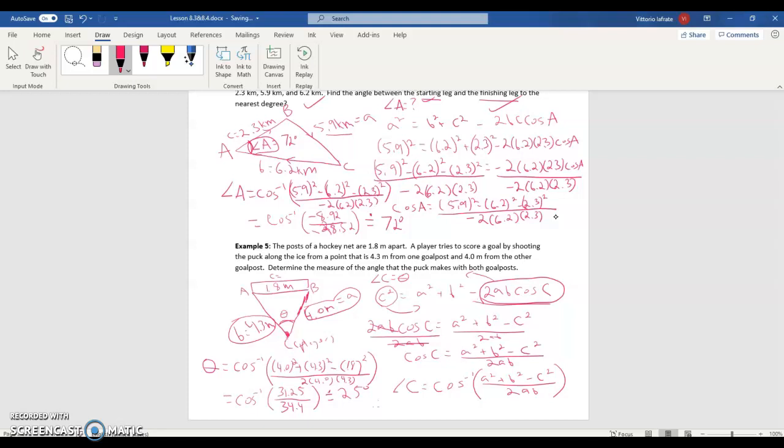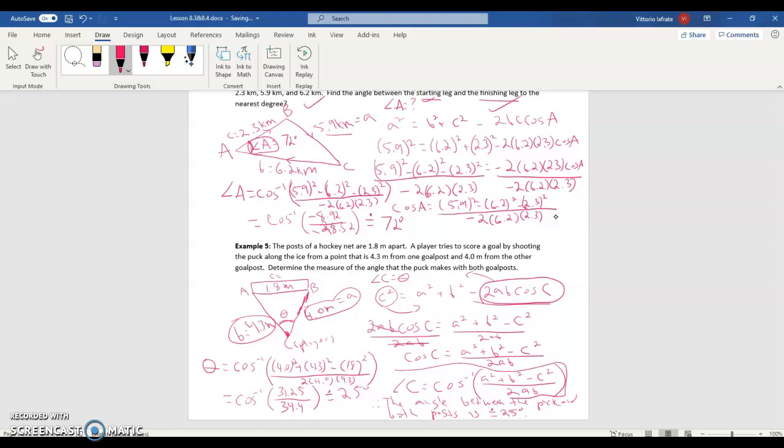Therefore, the angle between the puck and both posts is approximately 25 degrees. So what I did in this situation here is I isolated for the formula for the angle.